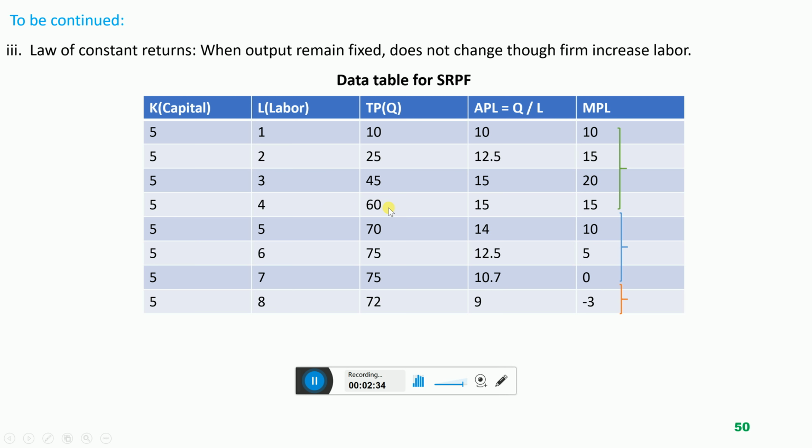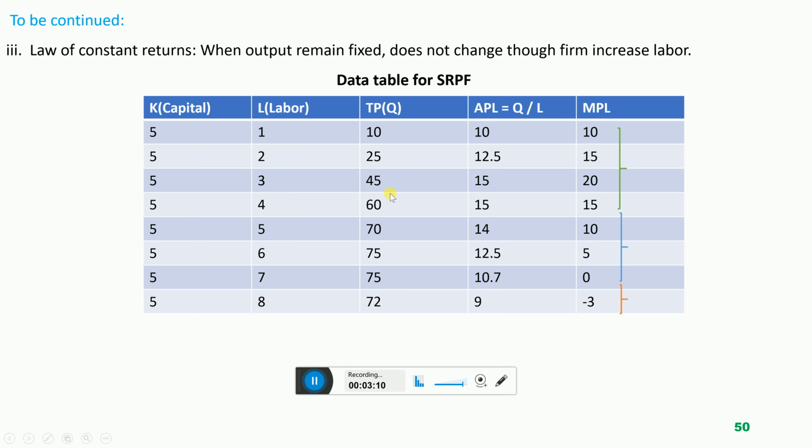This is the total maximum output level, and now the company stops hiring more labor. When the company stops hiring more labor, it means the company is not fully utilizing the available machine. Still the machine has the capacity to absorb more labor. Still the machine can produce more. Still the inputs, labor and capital, can produce more. Look, the fifth labor gives 70 units, the seventh labor 75.